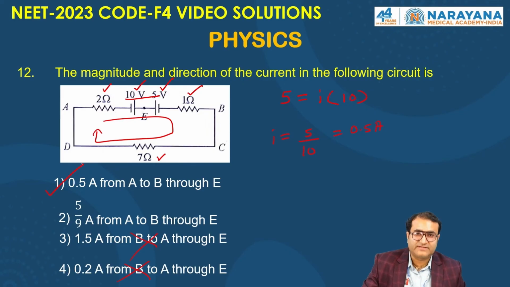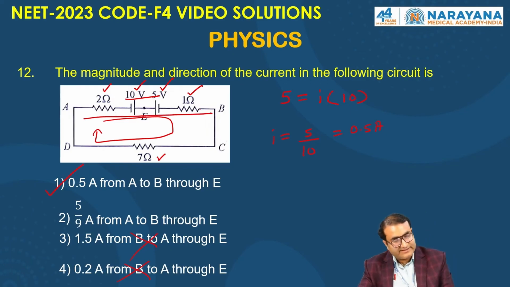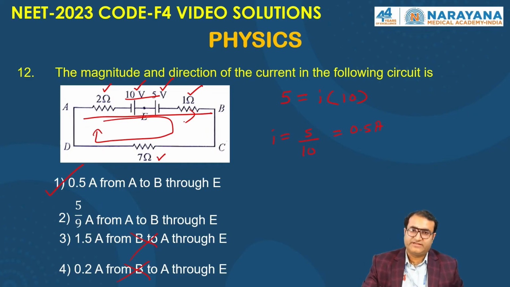It is passing by E. It is denoting its path, otherwise it could have been written as passing by B to C. So it is passing directly from A to B via E. First option is correct.